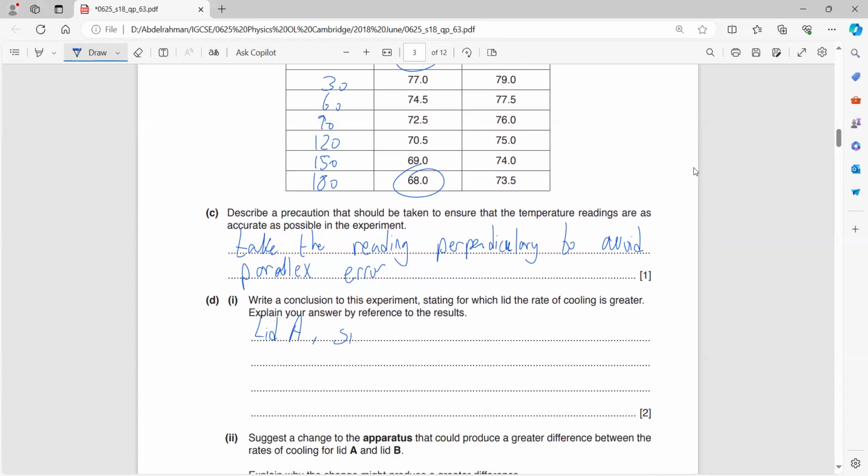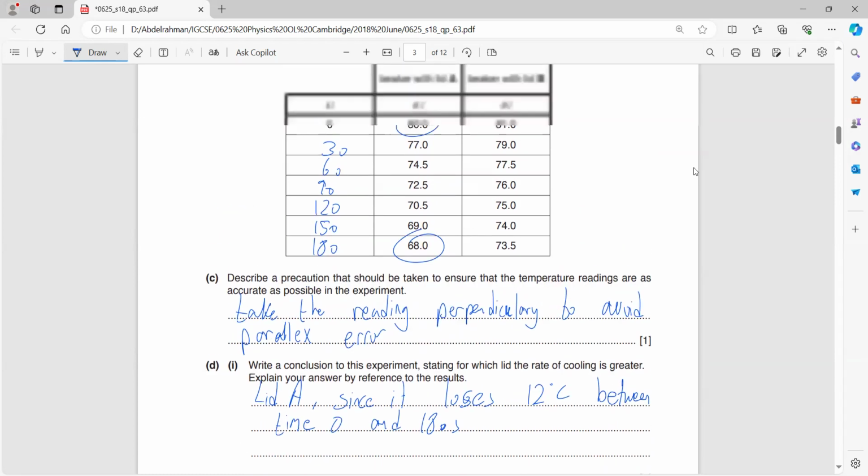Lid A, since it loses 12 degrees Celsius, right? From 80 to 68, 12 degrees Celsius between time 0 and 180 seconds. Well, that's the whole point of justifying. You need to reference the results. You need to justify your answer. We know it's quite obvious. The answer is A. Yes, that's quite obvious. But why?